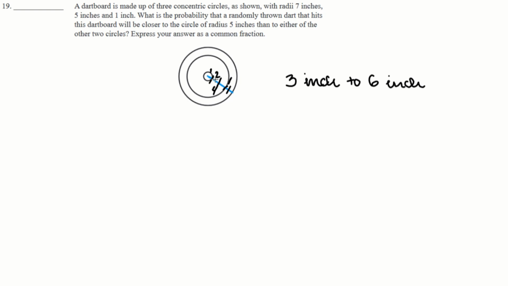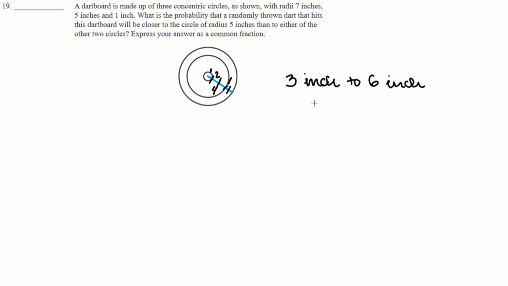This is a little intuition heavy, but if you think about it, if you had a circle with radius 3 inches, it would fall right in the middle of 1 inch and 5 inch. So for it to be closer, the radius difference between that circle and the 5-inch circle should be less than or equal to the radius difference between that circle and the 1-inch or the 7-inch circle.